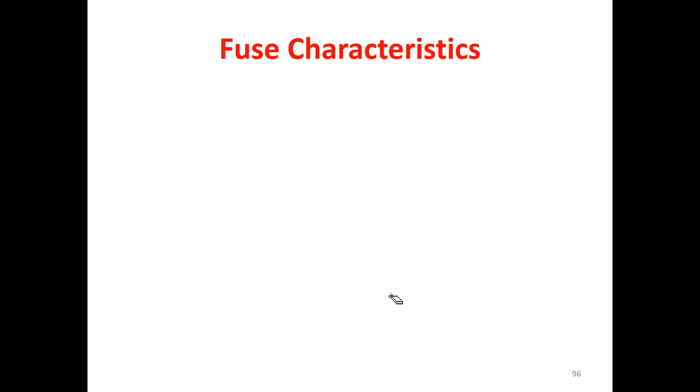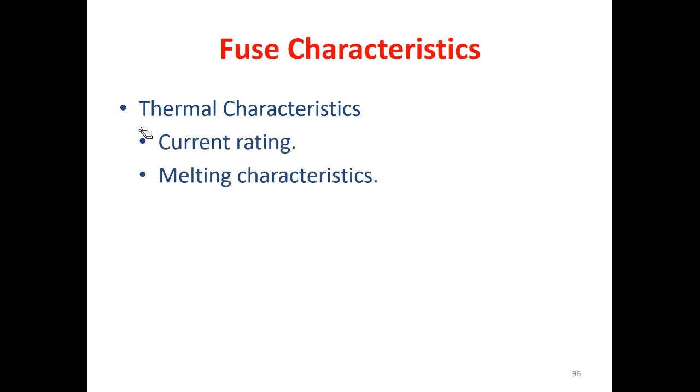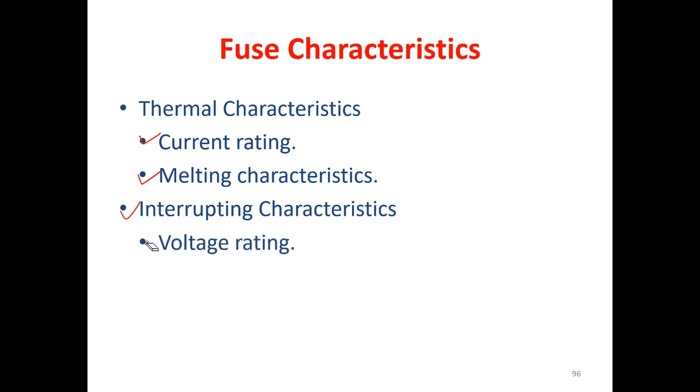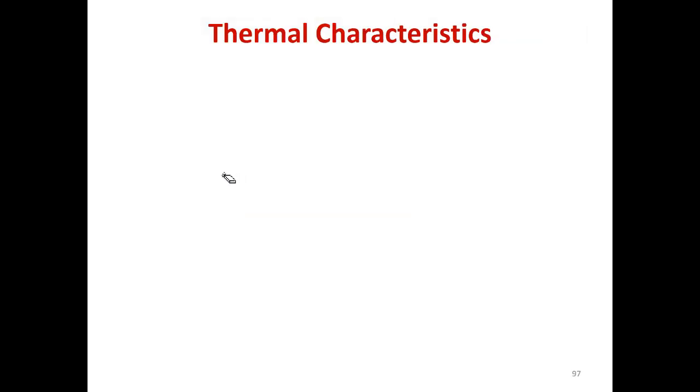Let us see the fuse characteristics. The fuse has two characteristics. One is the thermal characteristic, consisting of current rating and the melting characteristics, and another is the interrupting characteristic. For the interrupting characteristic, we consider voltage rating and the interrupting rating. These will be studied further. First, let us see the thermal characteristic.